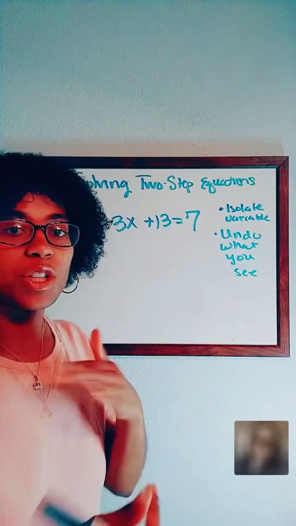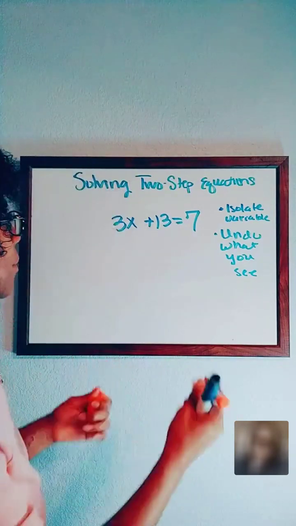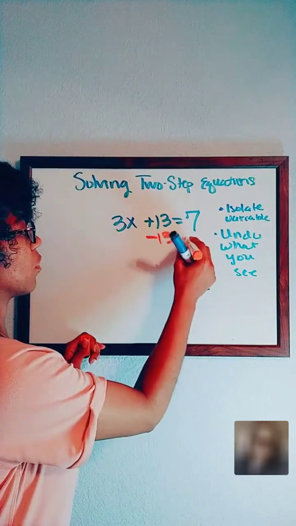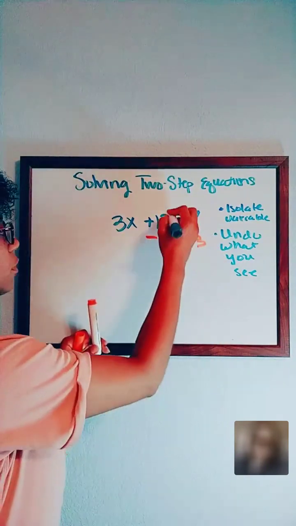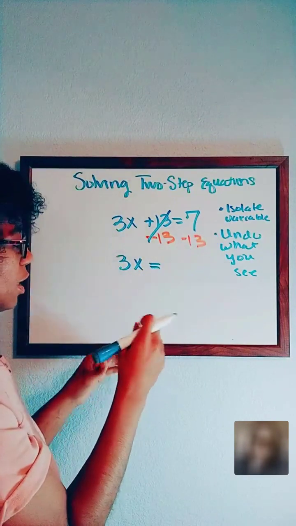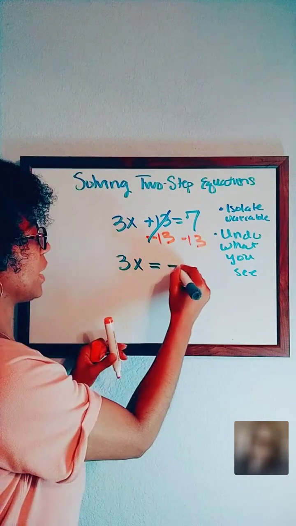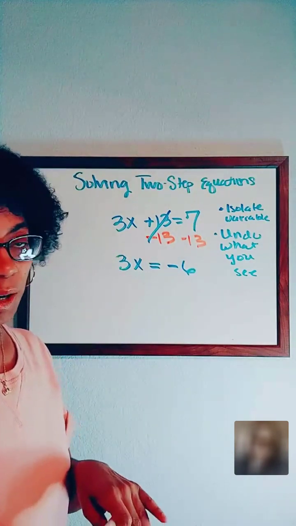Well, what I'm going to do is work backwards since I already have my answer, right? So I'm going to subtract 13 from both sides, okay? When I do that, I'm going to be left with 3x is equal to 7 minus 13, which is going to give me a -6. So that's where everything became negative, okay?